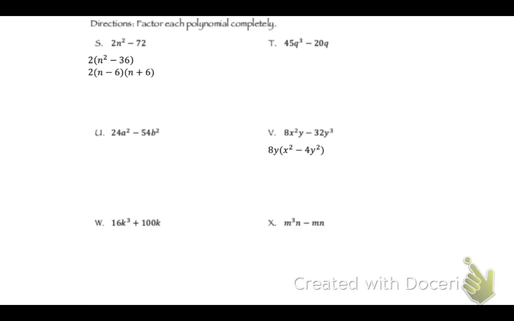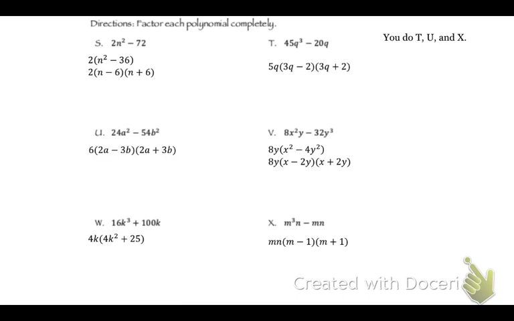Let's look at v. We can factor out an 8y, and I'm left with x squared minus 4y squared. Again, difference of squares inside there. So you get 8y, x minus 2y, x plus 2y. For w, I'm going to take out the 4k, and I'm left with 4k squared plus 25. And that is as far as I can factor that one because of the plus sign. Now you can do the rest of those. There's those answers.